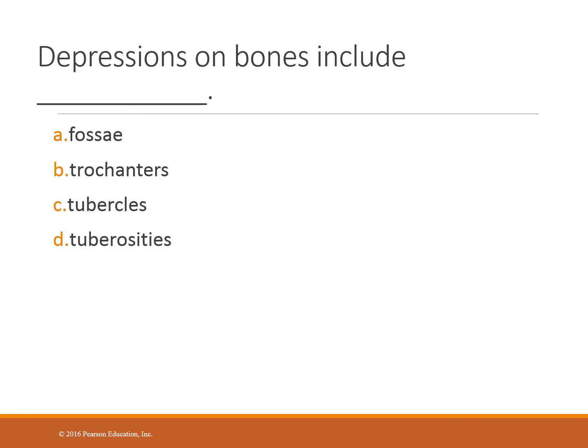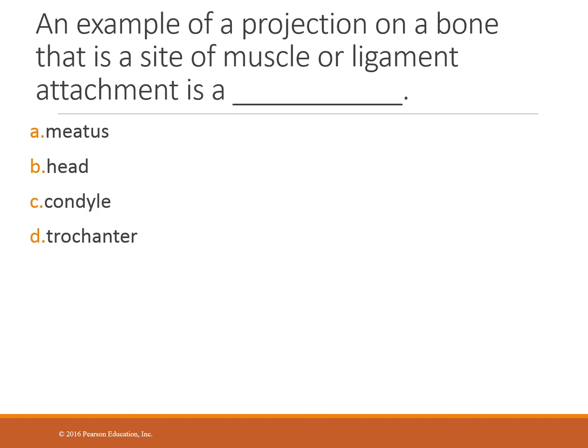Let's try a couple of review questions. Depressions on bone include, would that be fossae, trochanters, tubercles, or tuberosities? Fossae. An example of a projection on a bone that is the site of a muscle or ligament attachment is a, would that be meatus, head, condyle, or trochanter? Trochanter. Good job.